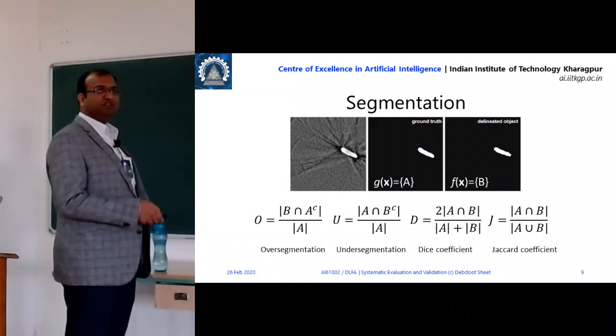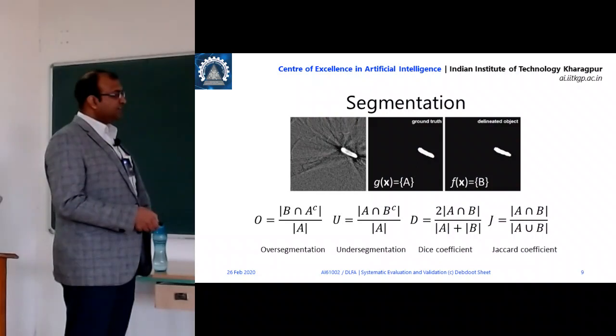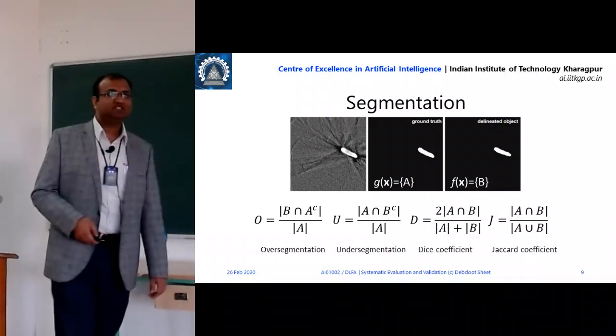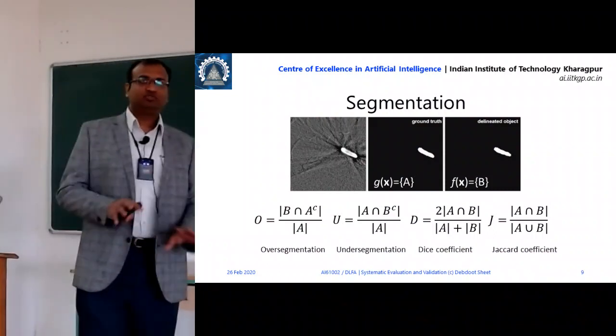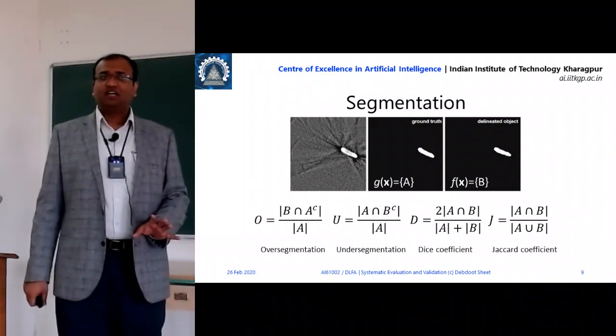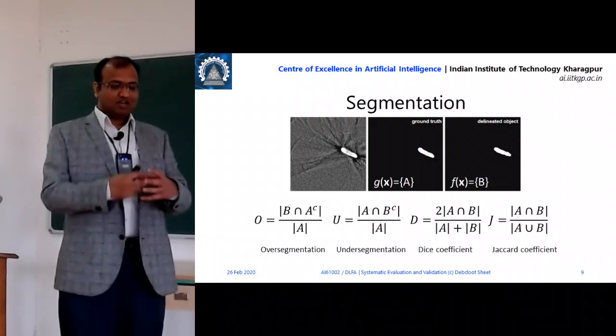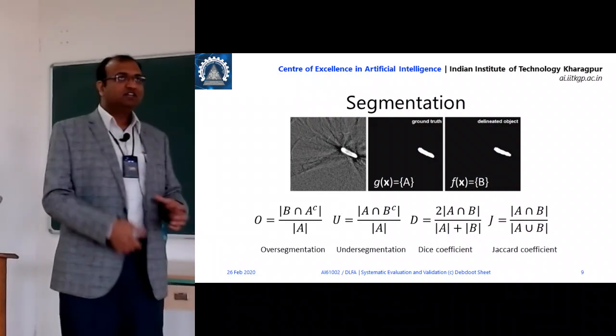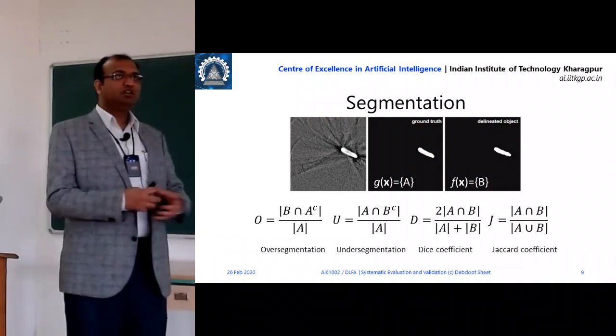That's where it becomes B complementary, and then you divide by A in order to do this balancing. Next, this is what is called the dice coefficient. Now a dice coefficient is essentially an idea about the intersection, which is how much the two segmentations are overlapping across each other, divided by the sum total of the area over there.